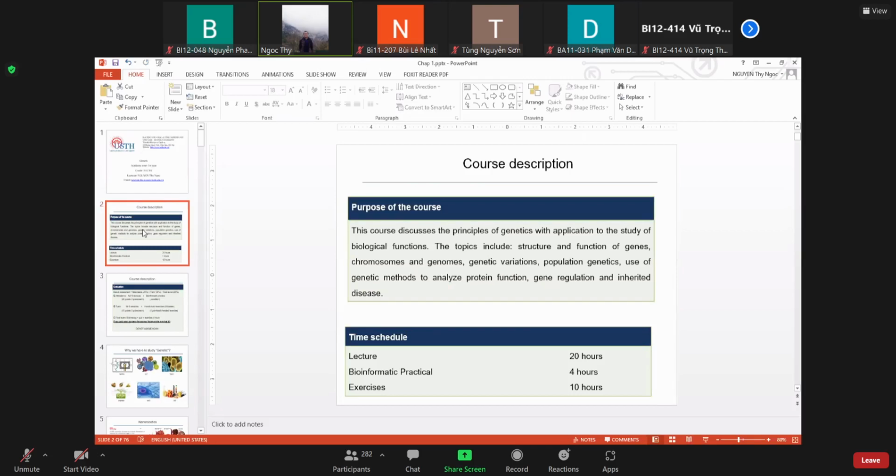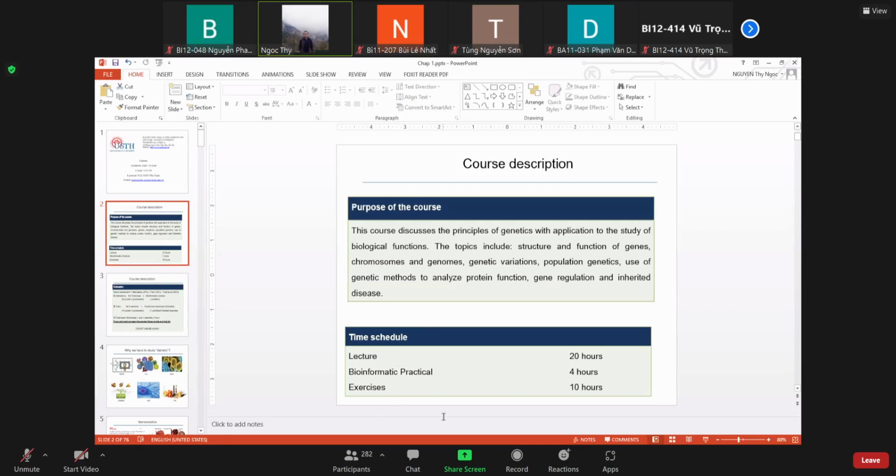And we will use some genetic methods to analyze protein function, like how genetic mutation can affect protein structure and function. On gene regulation, we will look at the mechanism by which a subset of genes is turned on and turned off during a specific period of time and in a specific cell line. If we still have time, we will discuss inherited disease, how a certain type of disease is passed from one generation to another.